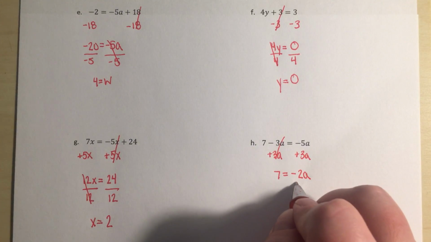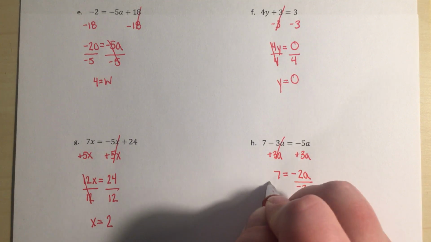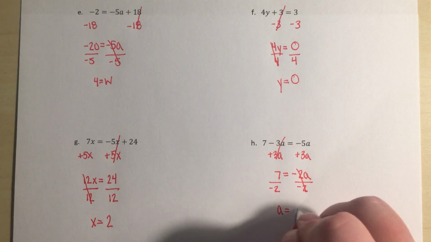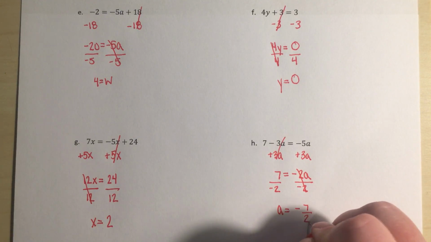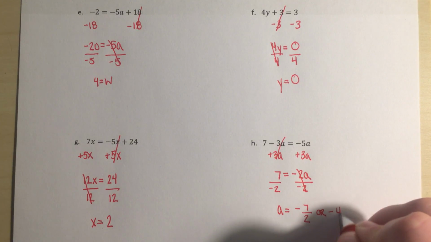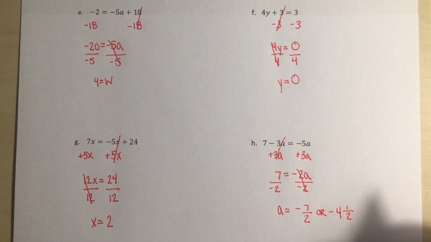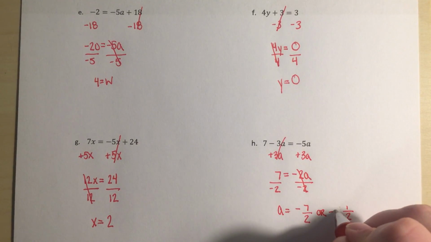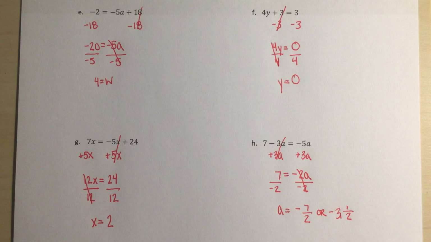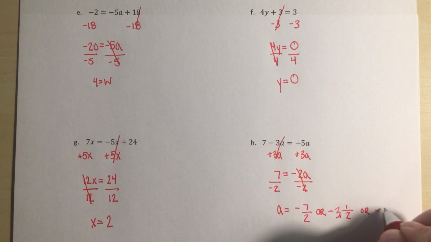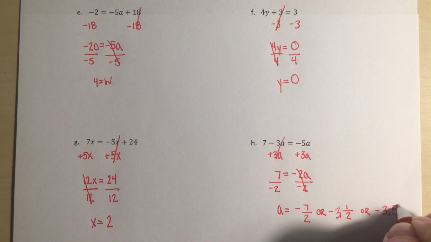Okay, we're going to divide by our coefficient of -2. Right, it doesn't divide evenly, so we can write this as an improper fraction of -7/2, a mixed number of -3 1/2, since 2 goes into 7 3 times with 1 left over, or a decimal of -3.5.